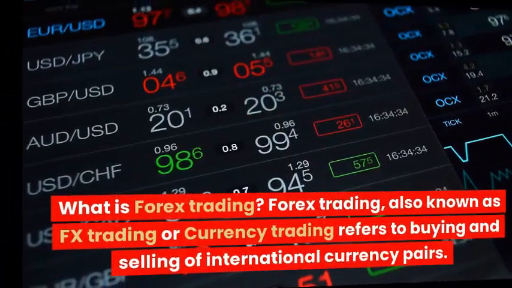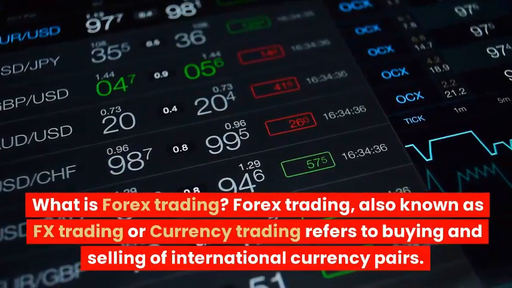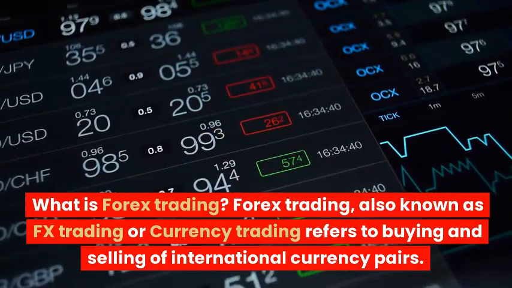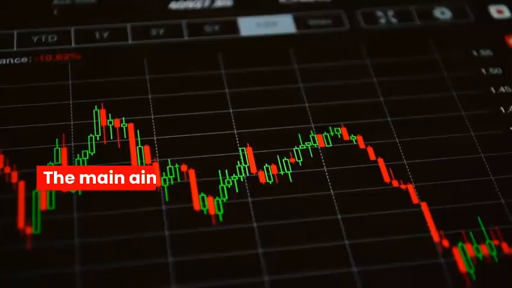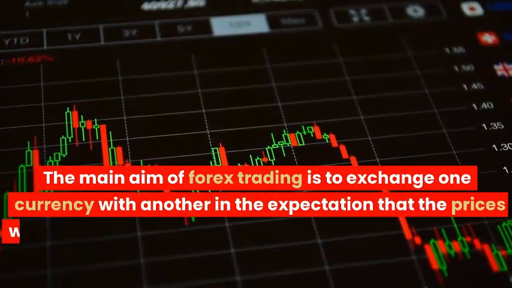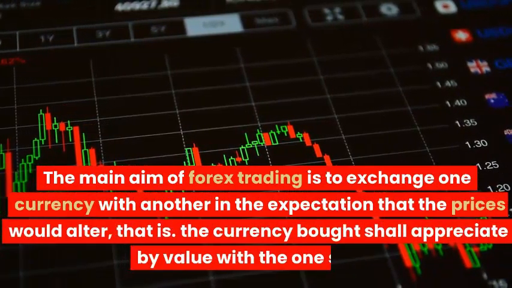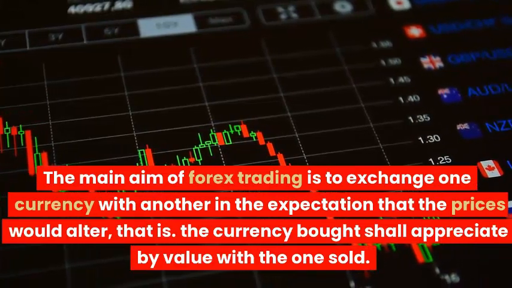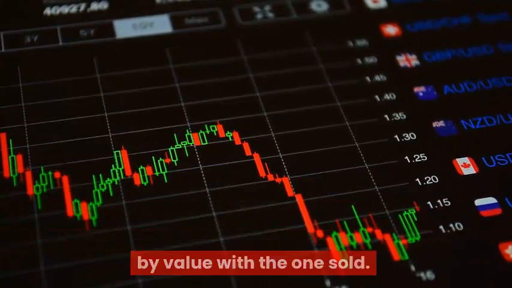What is Forex trading? Forex trading, also known as FX trading or currency trading, refers to buying and selling of international currency pairs. The main aim of Forex trading is to exchange one currency with another in the expectation that the prices would alter, that is, the currency bought shall appreciate in value against the one sold.